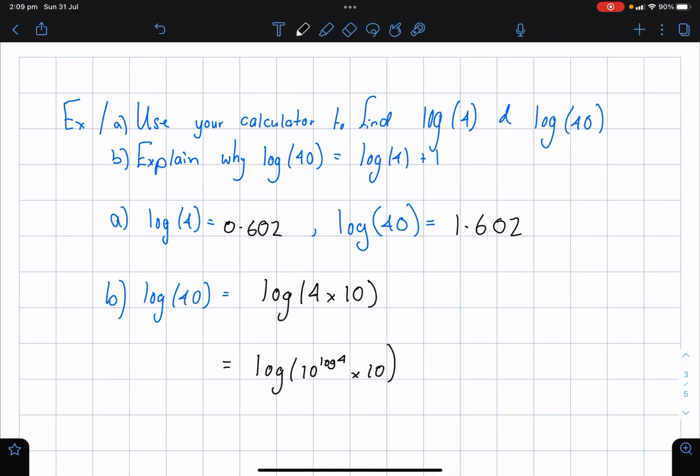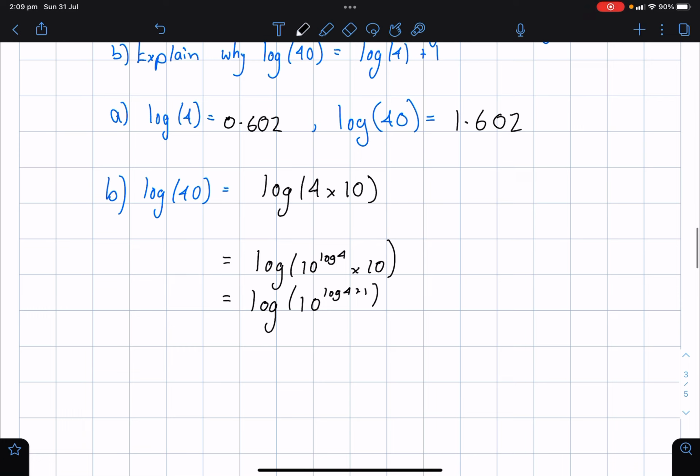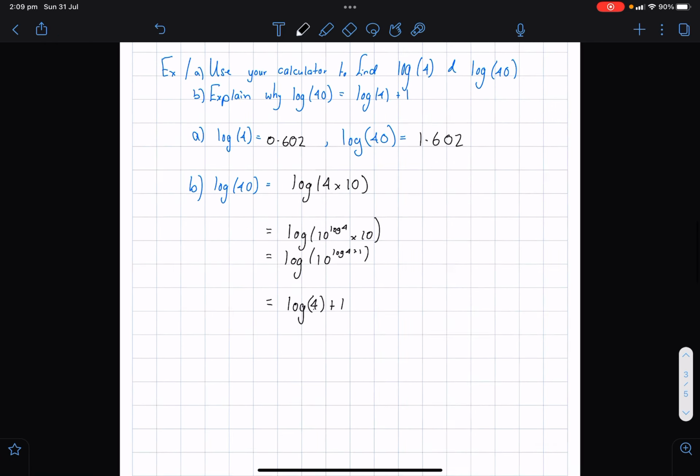Now that we have two bases that are the same to a power, we can use our index laws, and we add the indices together, plus 1. And now we've got it just like our first example, where it's log of 10 to the power of something, which is just equal to that power. So we've got log of 4 plus 1, all right? And that is shown that log of 40 is log of 4 plus 1, all right?